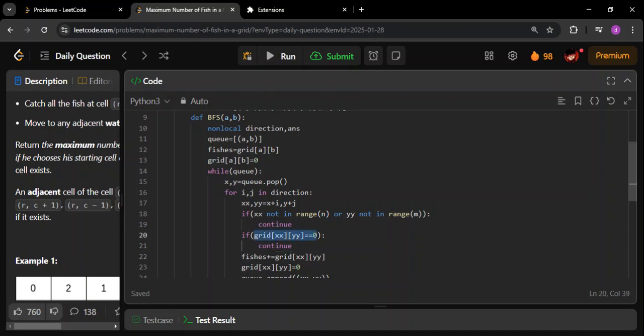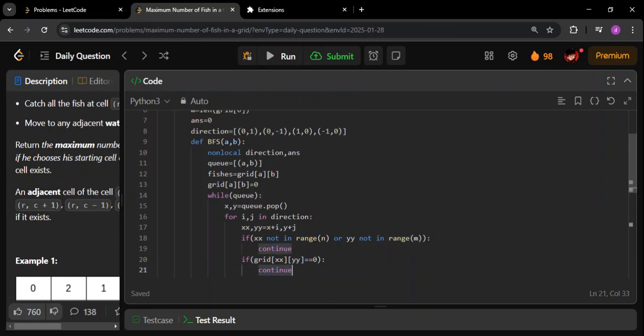As I mentioned, this will now act as a deterrent condition. If the grid has already been made 0, or by default itself it had a 0 value, or we have already collected the fishes there and it has been made 0, in either of the cases we will continue further. We will not go to this cell anymore, because either we have already visited and explored it, or it is already by default a land cell. In either case we will not go to that cell again.